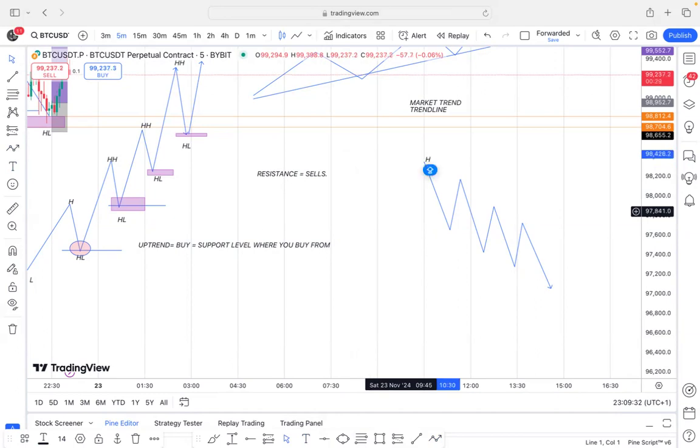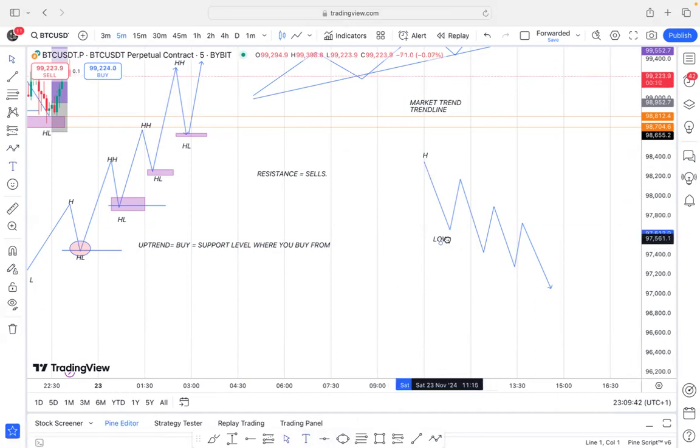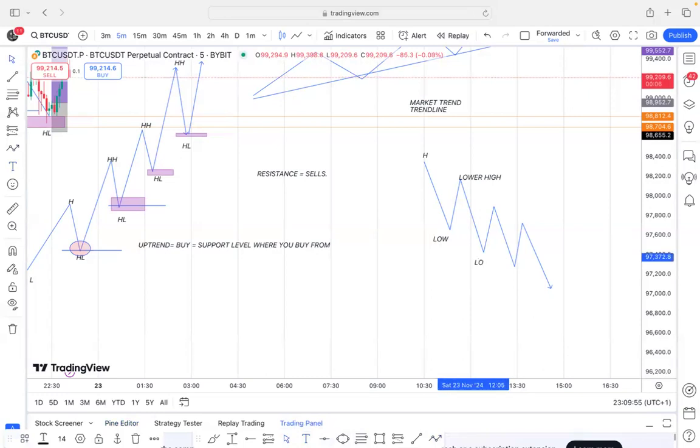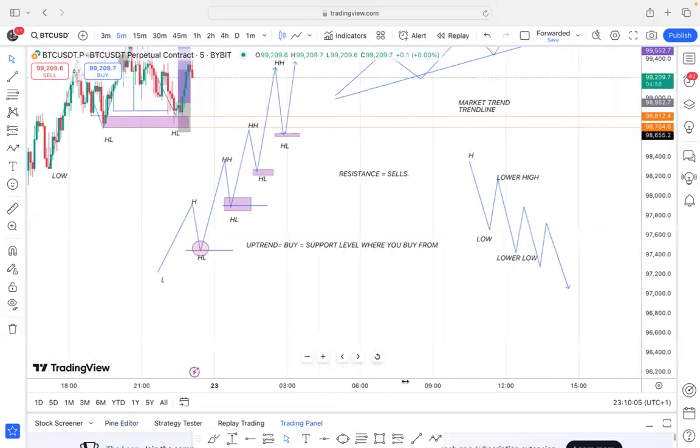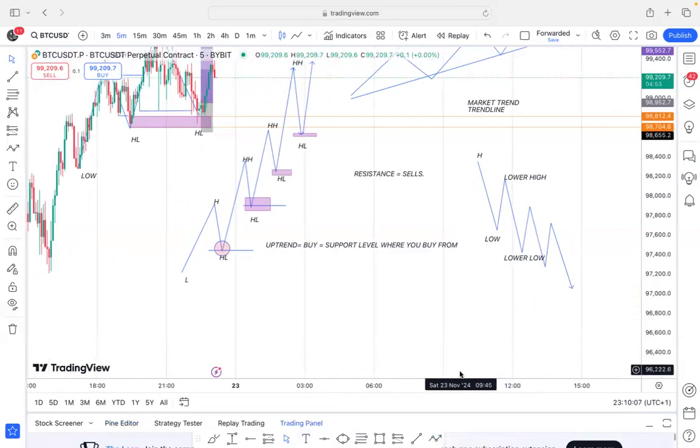This will be our high. This will be our H, which is our high, our low, our lower high, our lower low, because it's going lower and it's a downtrend. It's always something going lower than the other. It's what you're looking for.